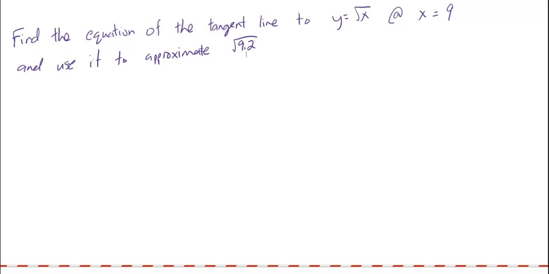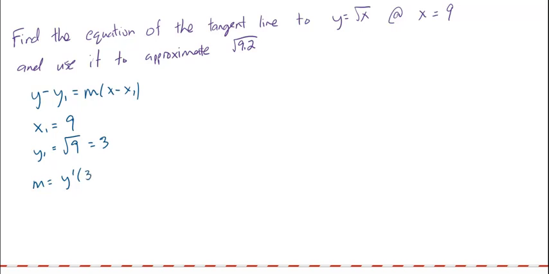Okay, here we go. So to find the tangent line, whenever I see tangent line, I do y minus y1 equals m times x minus x1. And then I need to find my different pieces. So x1 is definitely 9. y1 is that value plugged into the function. Square root of 9 is 3. I'll write that equals root 9, which is 3. And then m is y prime, not y1, y prime of that x1, which is the 9.